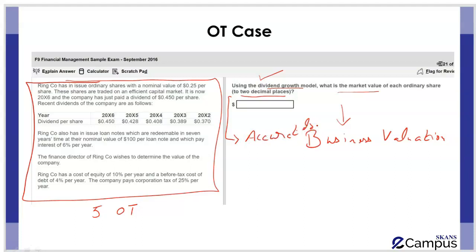So these are the techniques of solving objective tests as well as the business valuation topic. With this technique, you can not only attempt objective tests and OT cases that belong to the business valuation topic, but you can also attempt objective tests and OT cases of other topics with a similar technique.